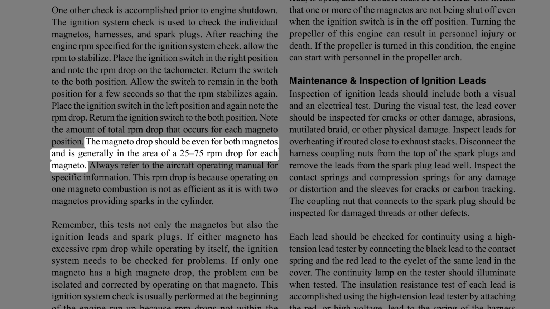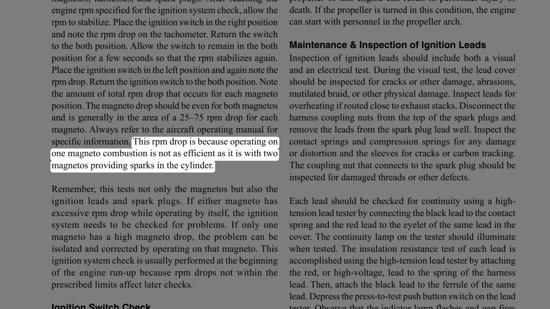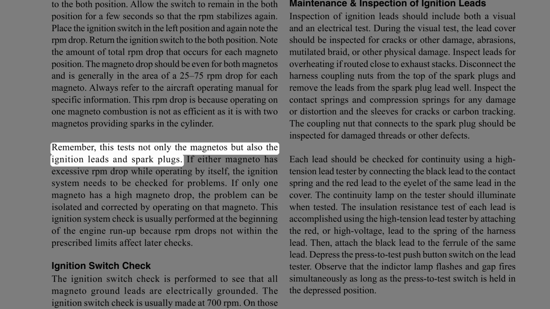The magneto drop should be even for both magnetos and is generally in the area of a 25 to 75 revolutions per minute drop for each magneto. Always refer to the aircraft operating manual for specific information. This RPM drop is because operating on one magneto, combustion is not as efficient as it is with two magnetos providing sparks in the cylinder. Remember, this tests not only the magnetos but also the ignition leads and spark plugs.